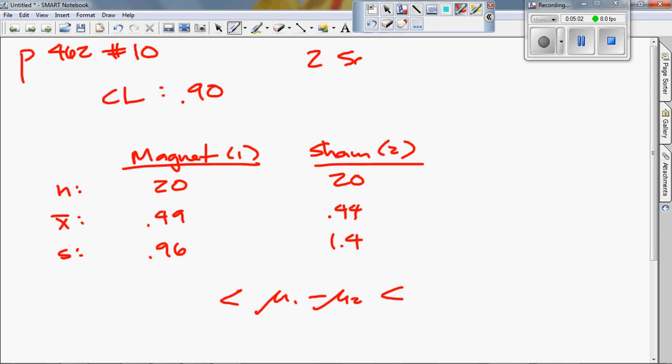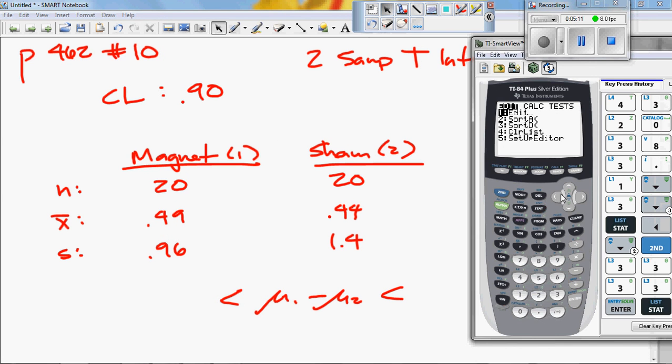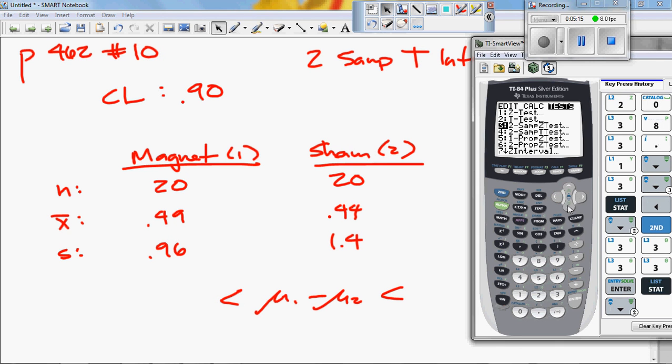So we're going to use 2-SampTInt to construct the confidence interval. Stat, Tests, 2-SampTInt. We need to scroll down till we get to it.